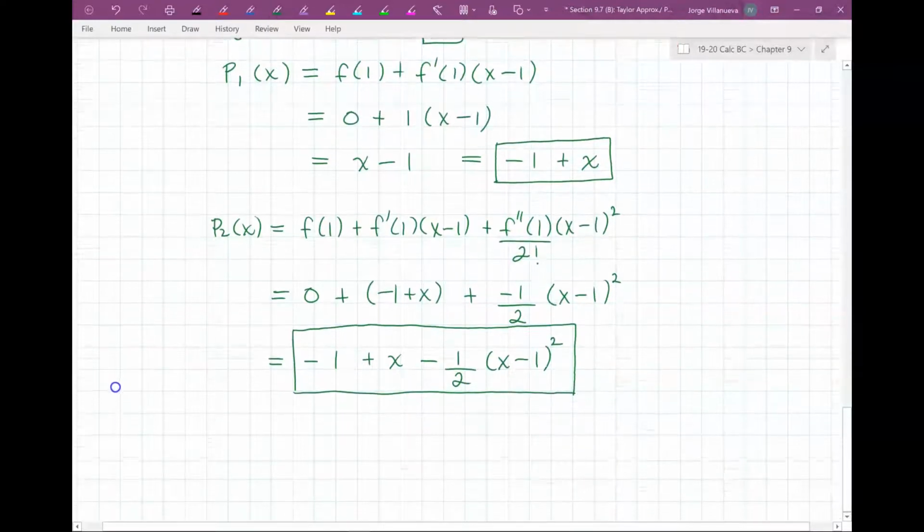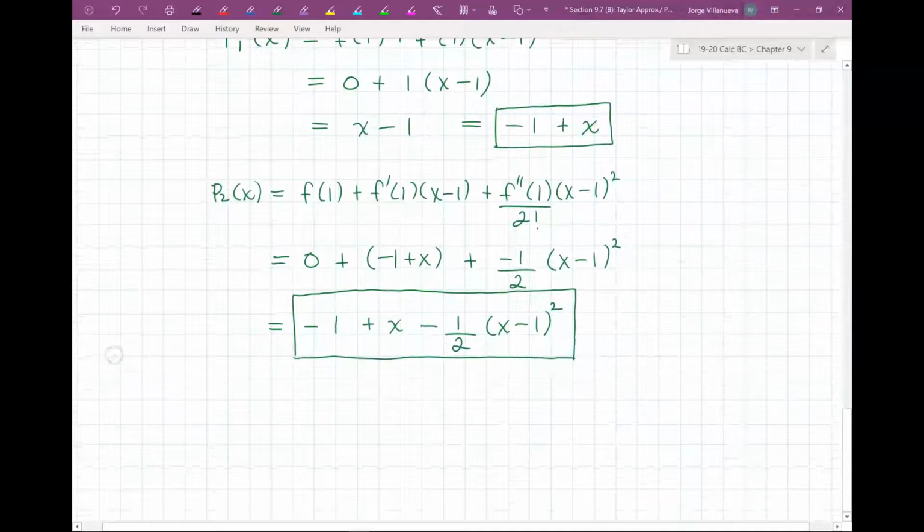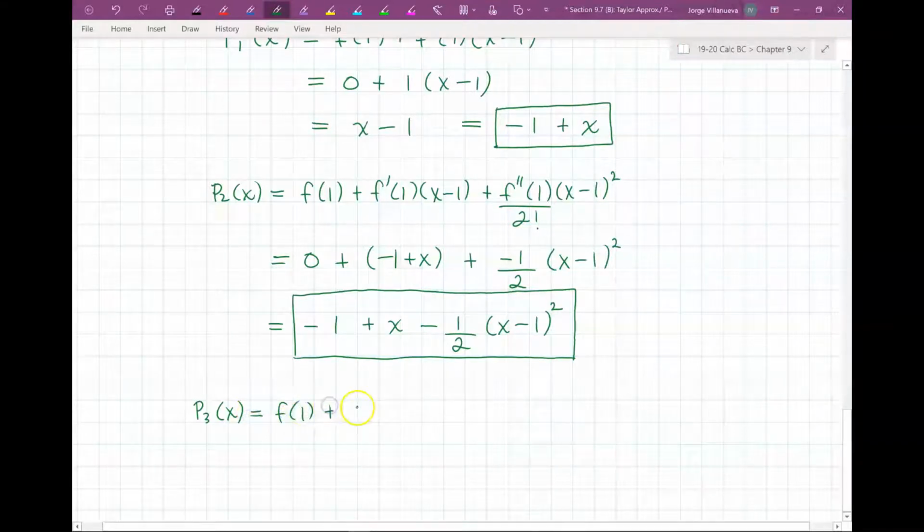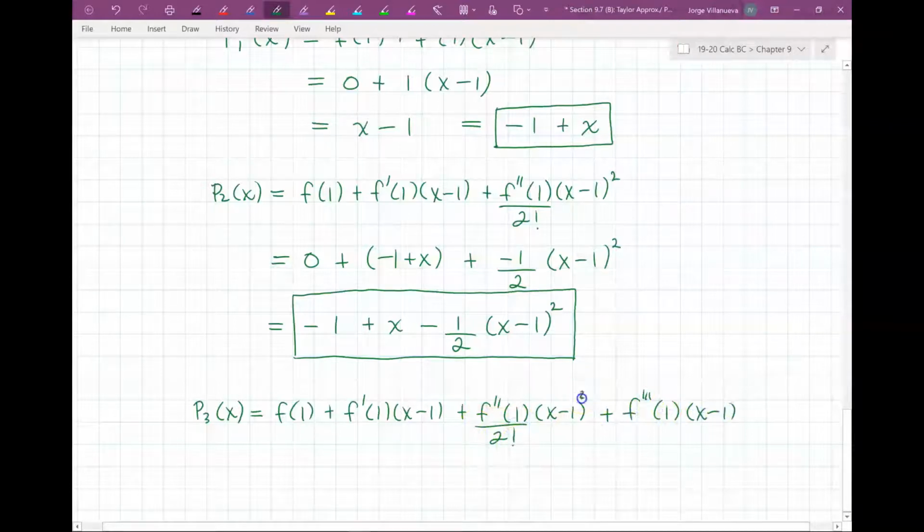Now, we're doing this multiple times. They probably won't make you do this on an AP exam, but it's just for practice right now, okay? So p sub 3 of x, that would be f of 1, plus f prime of 1 times x minus 1, plus f double prime at 1 times x minus 1 over 2 factorial, plus f triple prime at 1 times x minus 1, I forgot to put the squared there, cubed, over 3 factorial. Okay, so that's what it's going to look like, putting everything together.